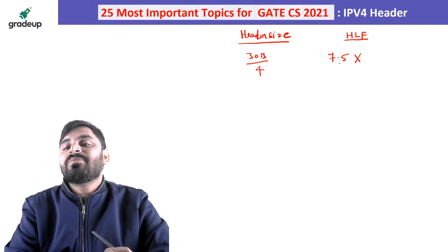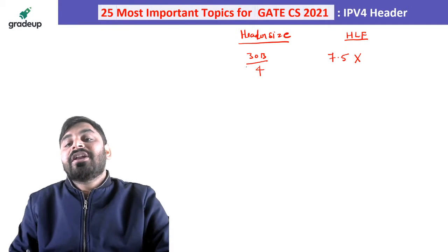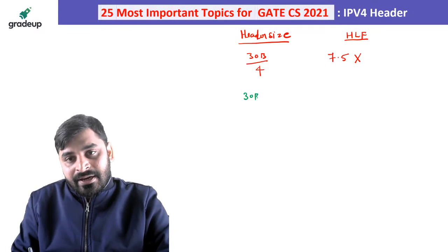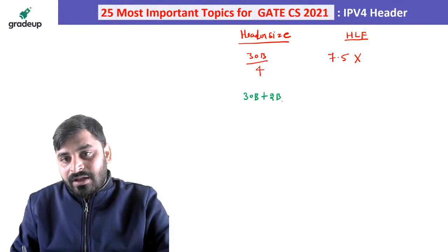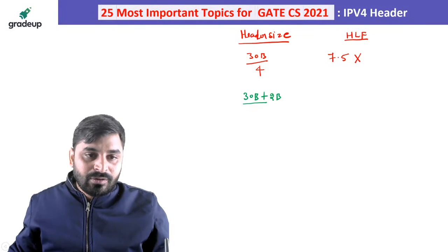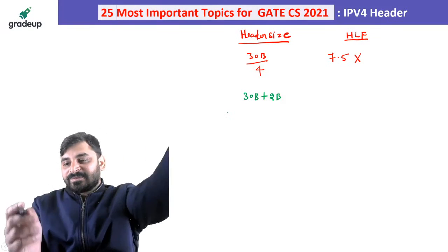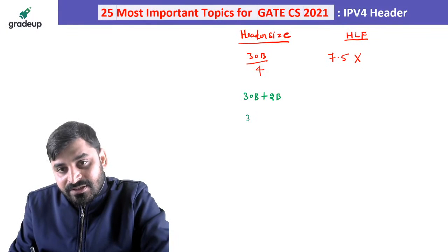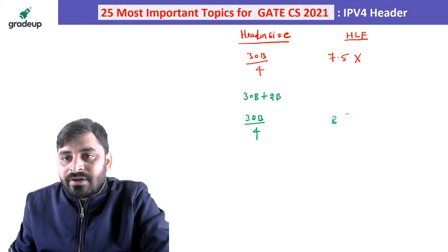If you cannot write 7.5, sir, what will you do? My dear friends, I will add some dummy bits here. This is 30 byte. I will add 2 byte as a dummy byte and make it a multiple of 4. So this is 30 plus 2 byte. Now this becomes 32 byte. Now I divide by 4. What did I get? I got 8. So 8 I can write as 1000.